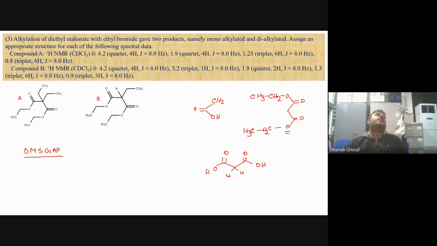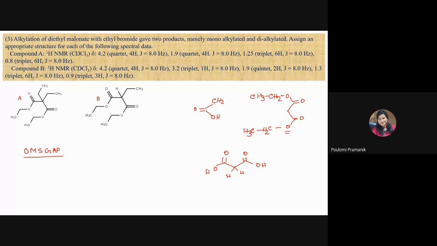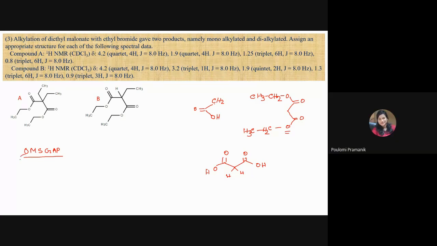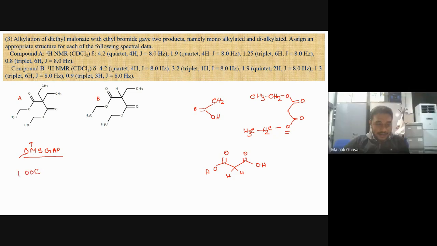OMSGAP, OMSGAP. Yes, sir. What does this tell? O means oxalic acid, COOH, COOH. M means CH2 is incorporated in between COOH, COOH. Succinic acid. So for dicarboxylic acids, generally this rule applies: COOH, CH2 whole n, COOH.